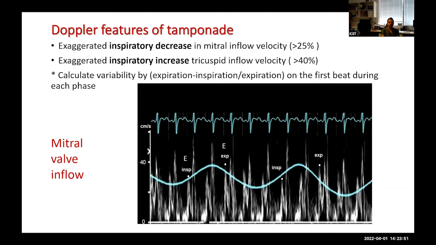And for tricuspid, though, you need a 40% difference, and the timing has to be appropriate. So inspiratory decrease in mitral inflow and inspiratory increase in tricuspid inflow.